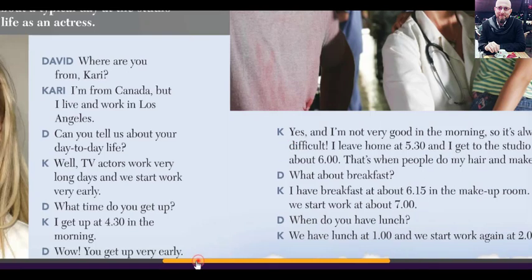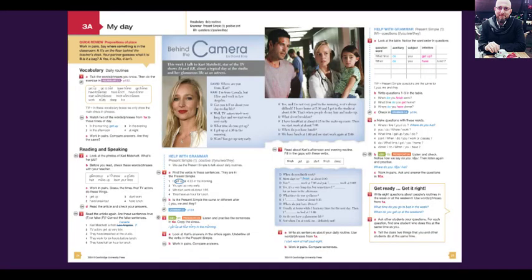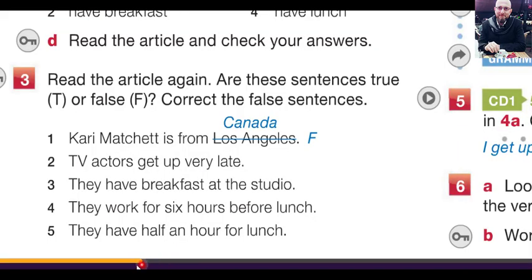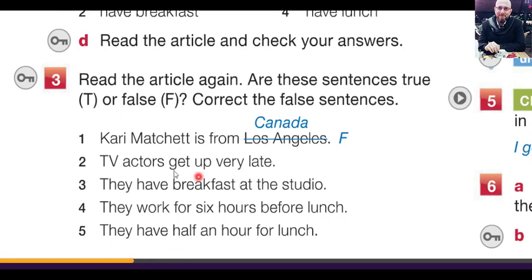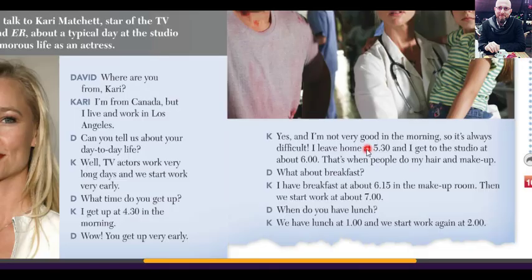Okay. I say, where are you from, Carrie? I'm from Canada. So that's wrong. She's not from Los Angeles. She's from Canada. Okay, so here are the sentences. You can write the sentences. Then I put the article here. Okay, read again and do the exercise. Then we will check together.